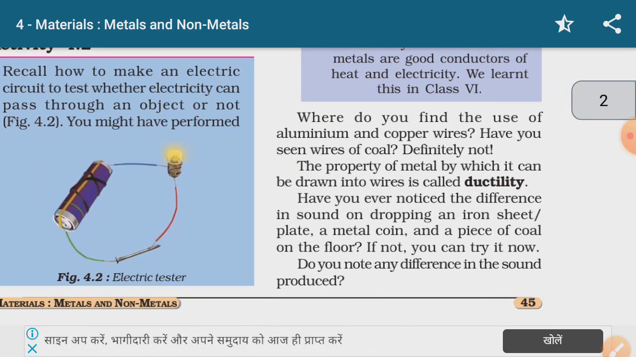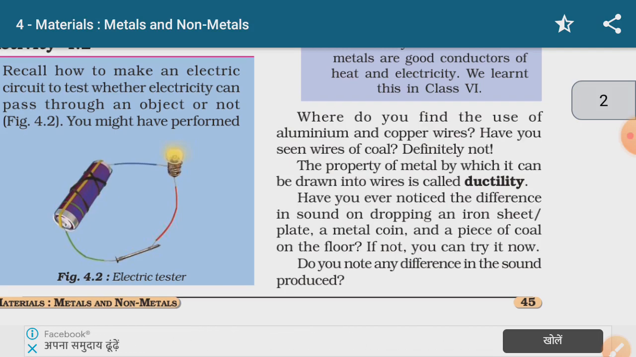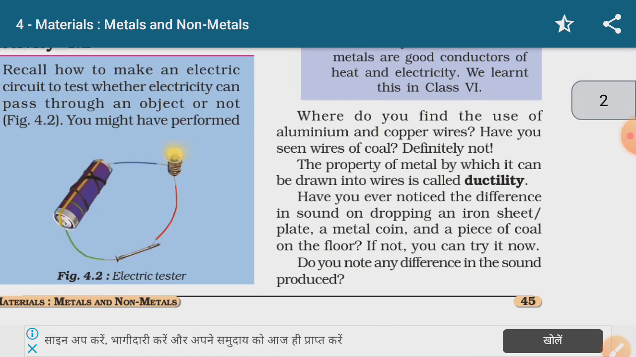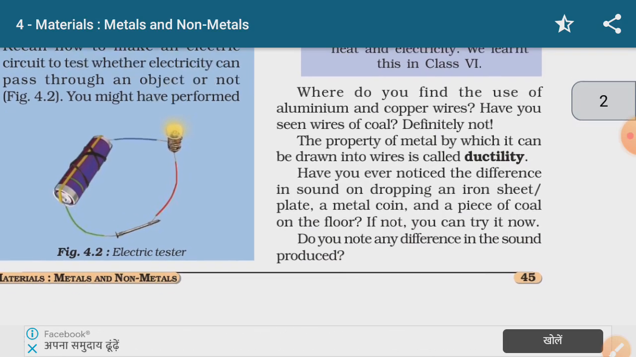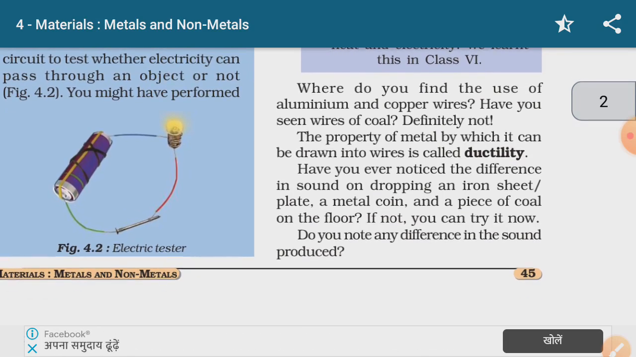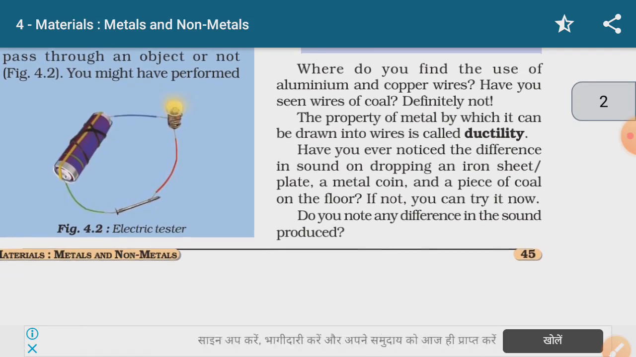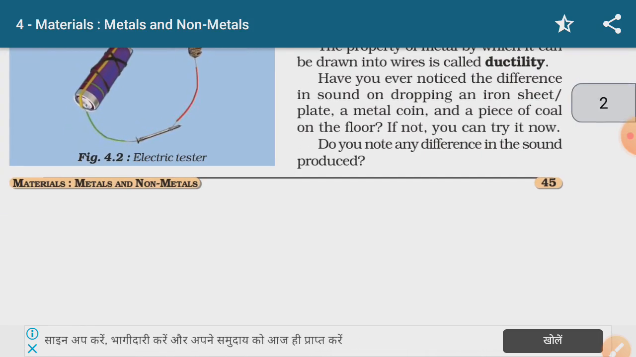Now the next property of metal is ductility. Metals are ductile. What is ductility? The property of metal by which it can be drawn into wires. Have you ever noticed the difference in the sound on dropping an iron sheet, plate, a metal coin and a piece of coal on the floor?